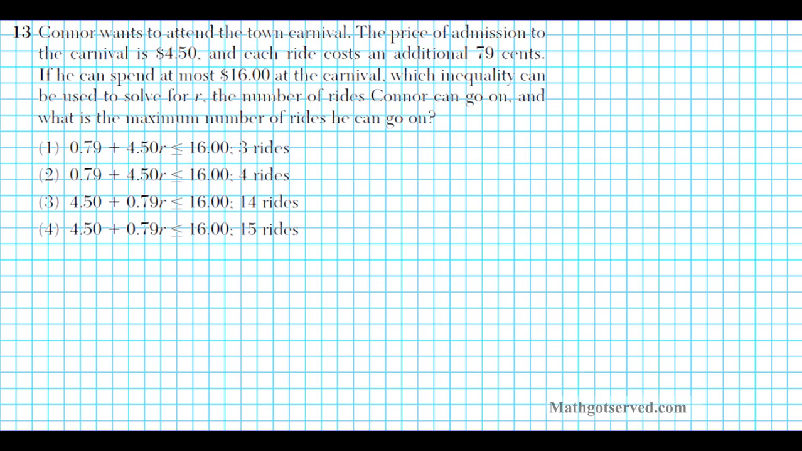All right, let's take a look at problem number 13. It reads, Connor wants to attend the town carnival. The price of admission to the carnival is $4.50, and each ride costs an additional 79 cents. If he can spend at most $16 at the carnival, which inequality can be used to solve for the number of rides Connor can go on, and what is the maximum number of rides he can go on?